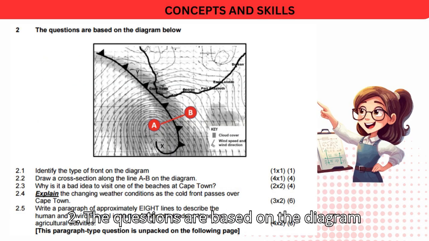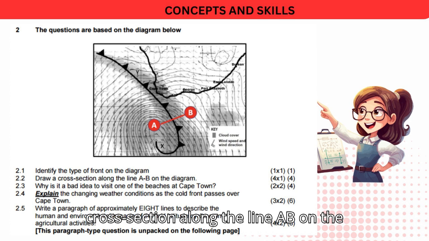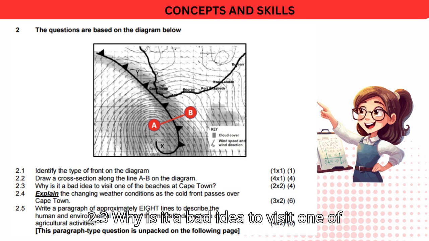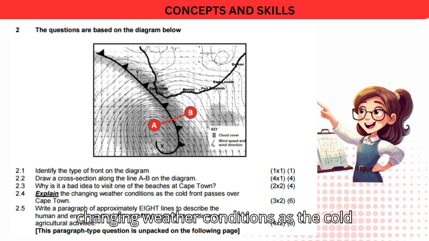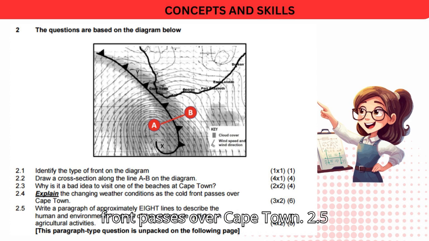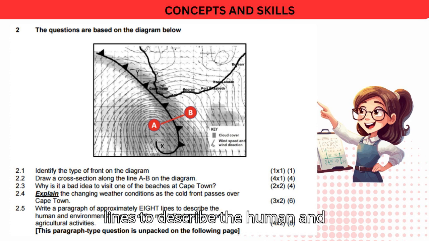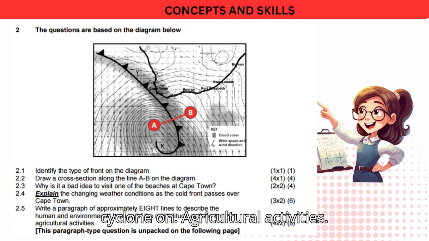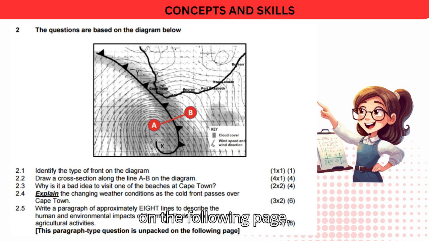2. The questions are based on the diagram below. 2.1 Identify the type of front on the diagram. 2.2 Draw a cross-section along the line AB on the diagram. 2.3 Why is it a bad idea to visit one of the beaches at Cape Town? 2.4 Explain the changing weather conditions as the cold front passes over Cape Town. 2.5 Write a paragraph of approximately 8 lines to describe the human and environmental impacts of the mid-latitude cyclone on agricultural activities. This paragraph type question is unpacked on the following page.